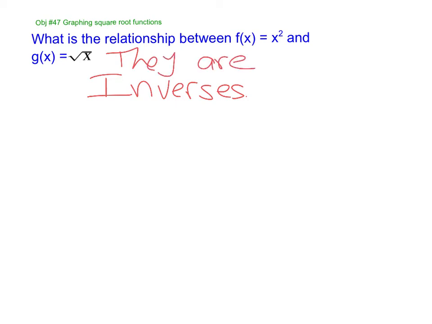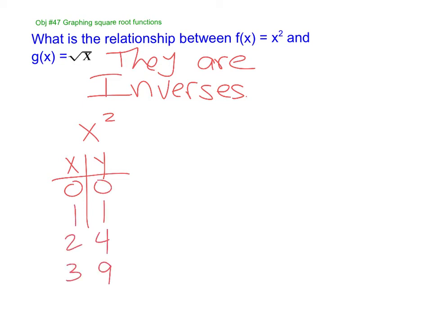So think about how the x's and the y's are related. If I have x squared, think about a table: 0, 0, 1, 1, 2, 4, 3, 9. That's just plugging in, and that's our shifting rule. What if we had the square root of x, though? What do you think?